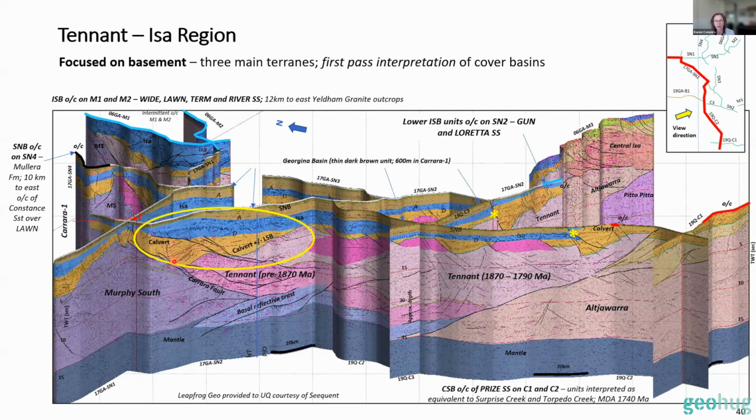But given the undeformed nature, given the nice growth package that we're seeing here into the Carrara Fault, that's the biggest thing that sways me towards having this as a cover basin rather than part of the actual older Tennant package, because this package has been more extensively folded during the late deformation. But this package certainly could include Calvert as well as Leichhardt and maybe even some older units.